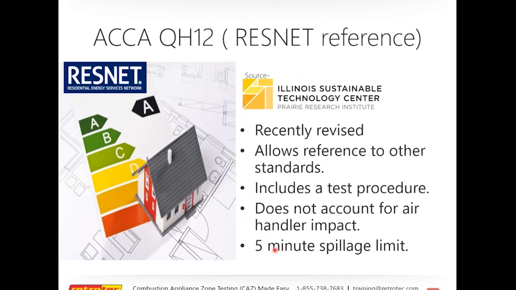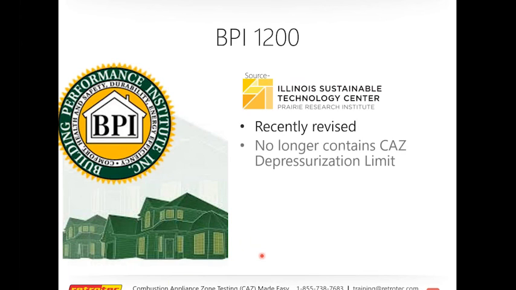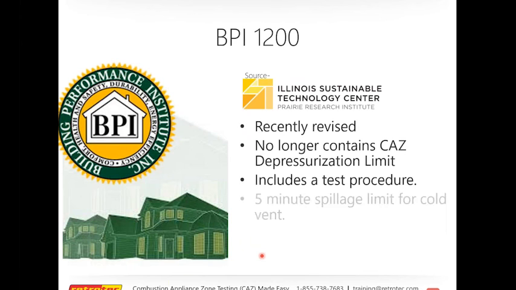So the one that you wanted to talk about the most from your response was this one. That's the BPI 1200. It was recently revised. The big deal here is that it no longer contains a CAZ depressurization limit.